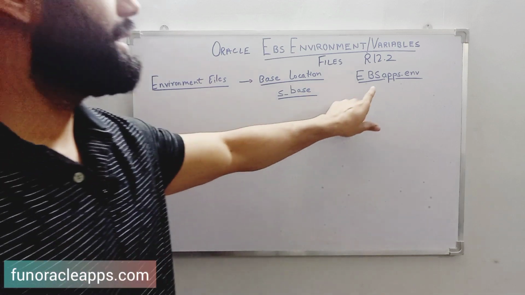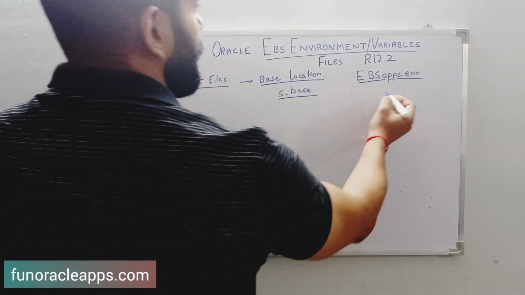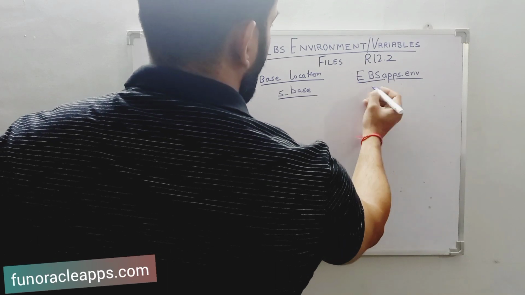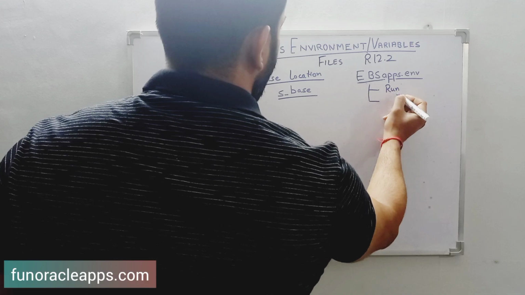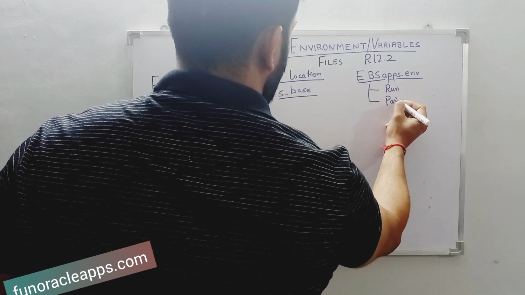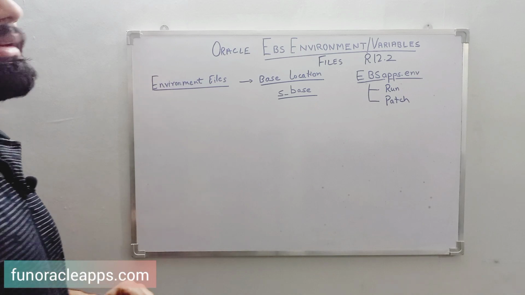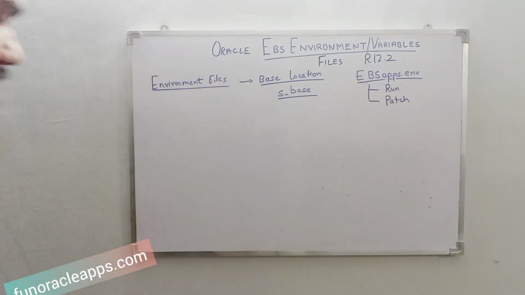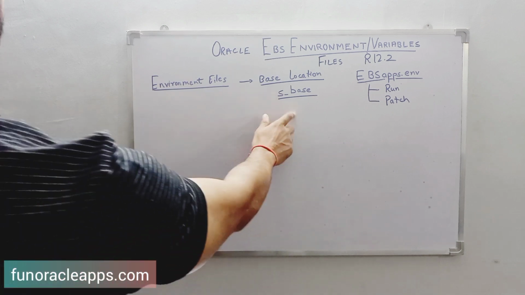Now this file is available in R12.2, and it can be used to source both your run file system and patch file system. What is a run file system? What is a patch file system? We will be discussing that in another video when I explain the file system. So this is one of the important files.